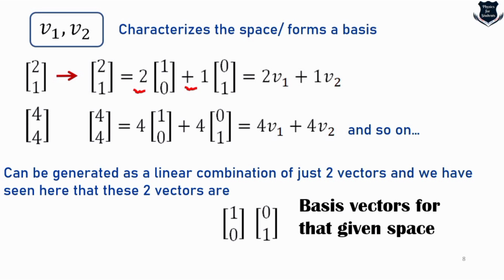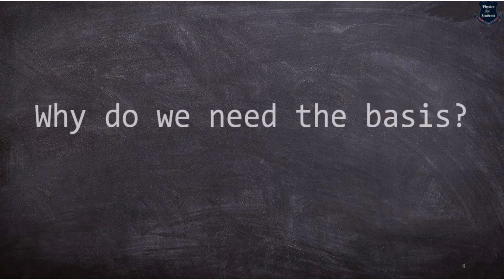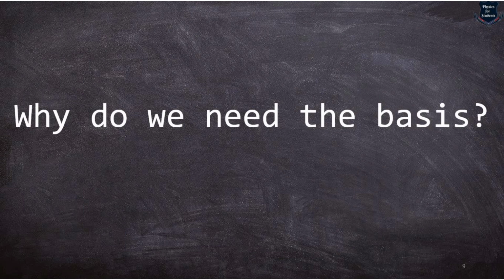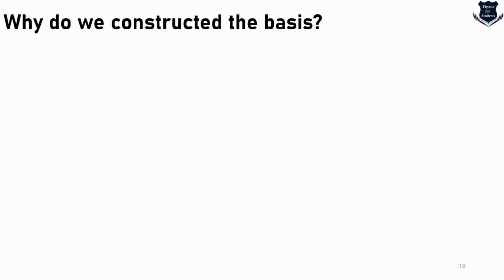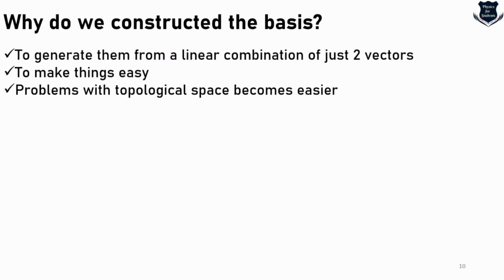Why do we need, and what is the utility of, the basis of a vector space? So now, why do we need the basis? I am using linear algebra and vector space so that before coming to topology, things become a little bit clear. Now why did we construct the basis? First of all, to generate vectors, to form a linear combination of just two vectors, to make things easy. The problems that we will deal with further in this video with topological spaces become clear.